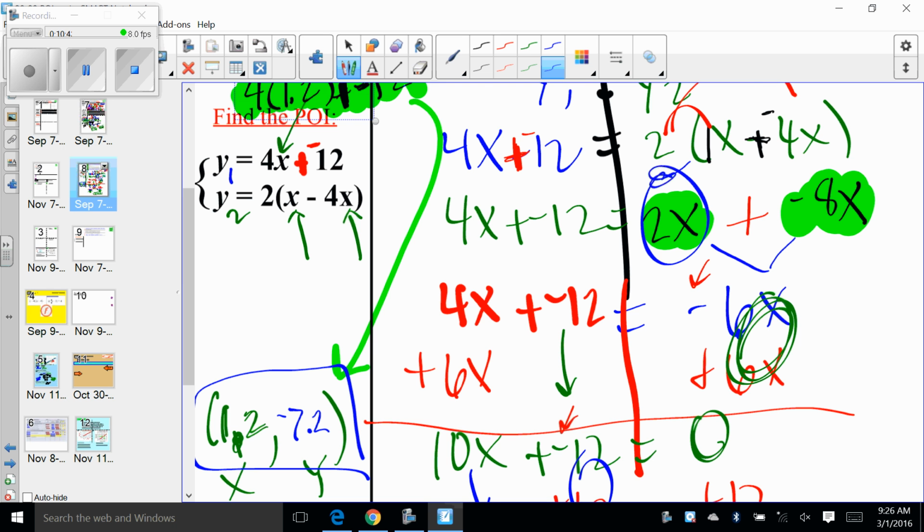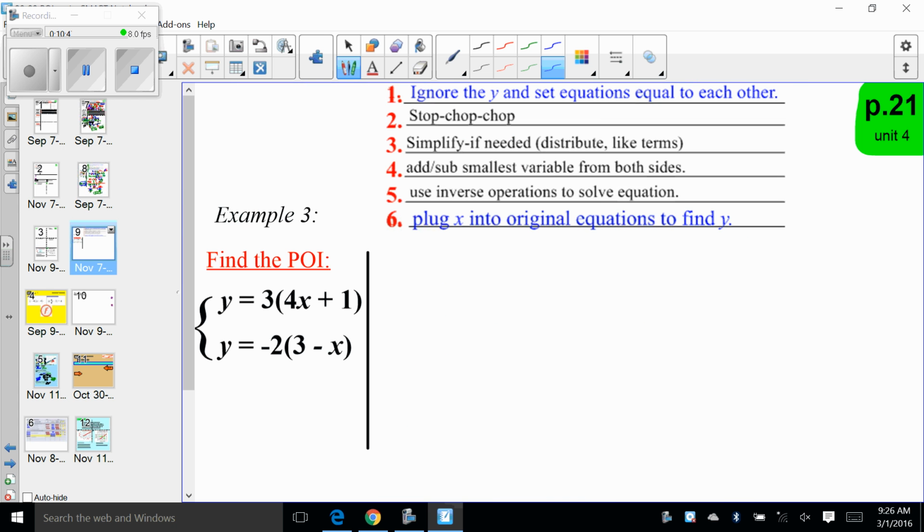Okay, so our last problem of the day, example 3, top of the next page. In example 3, you know the new step for today is step number 1. We ignore the y's and set the equations equal to each other. Steps 2 through 5 are the exact same that we've always done. And step 6 is a little bit new as well, so that we can find the y value.